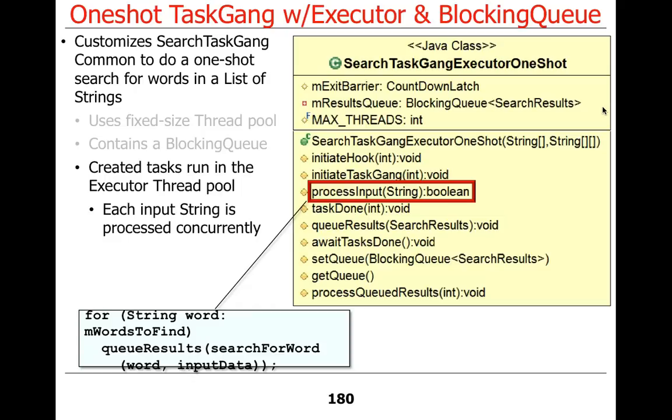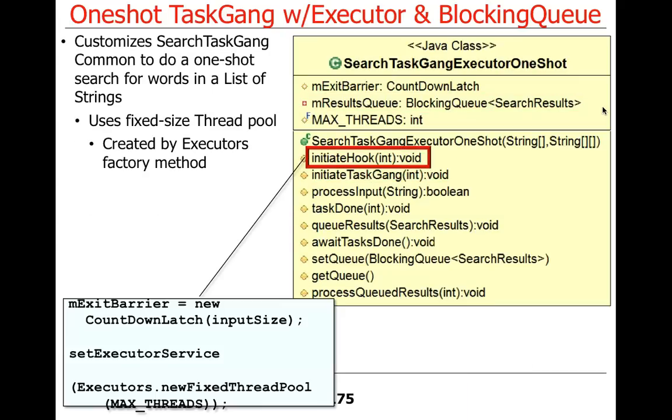All they're doing is process input, it just returns a Boolean that says did it work or not, which is ignored in this case. But process input is simply calling this method, and this method is doing this processing, and for every word, it's coming up with a list of search results for that input, and it's sticking that in the queue. So going back and looking at the picture over here, it's probably easier to see.